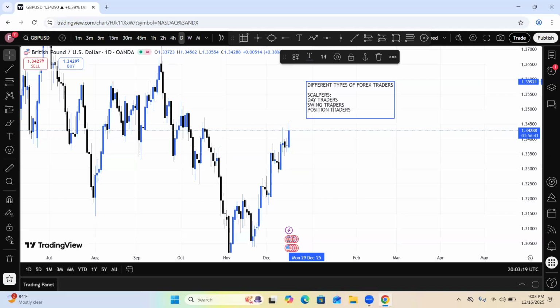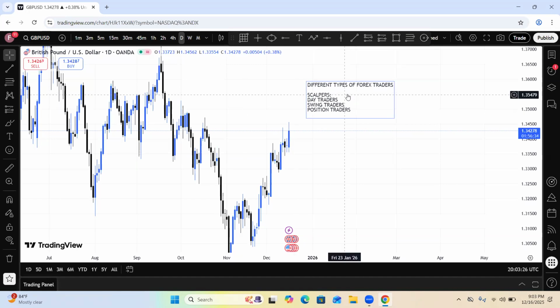So because you're a beginner, you don't have so much capital. You have to stick to being a day trader. Don't be a scalper. Scalpers are gamblers. People gamble, they scalp, understand.